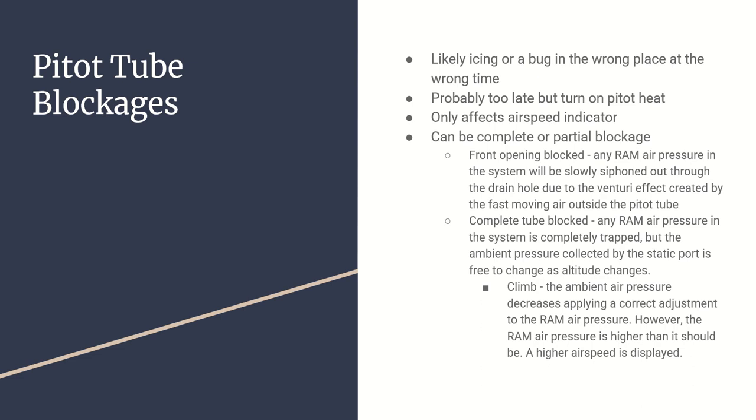Because as we ascend, there's a smaller adjustment happening over the same amount of ram air pressure. So higher dynamic pressure, and our airspeed goes up just like our altitude would. And then as we descend, there's a greater adjustment being made for the same amount of ram air, and our dynamic pressure decreases along with our displayed airspeed and altitude. Okay, so hopefully that's helpful to piece it all together.